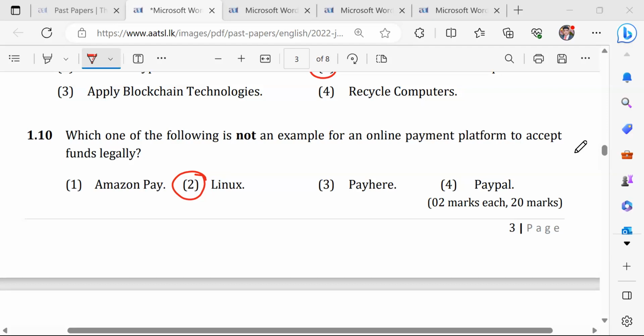We can't use that for a payment platform. This is not a payment cash wallet. Amazon Pay is also a cash wallet. Previously we had only PayPal, but now we have Payhere, Payer, Amazon Pay. There are many cash wallets now, right? Except Linux, all the others are payment platforms.